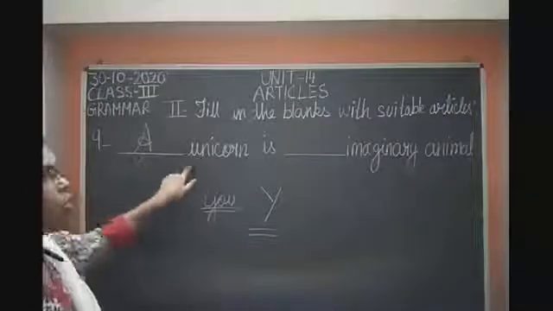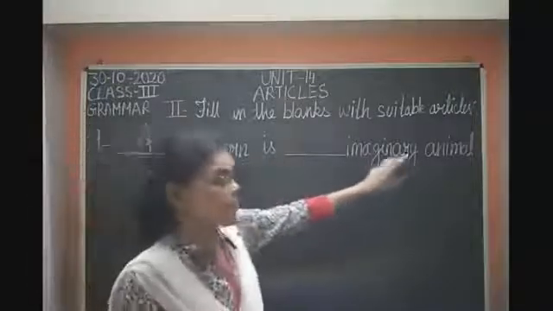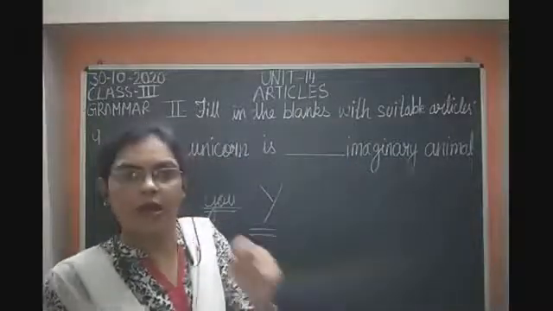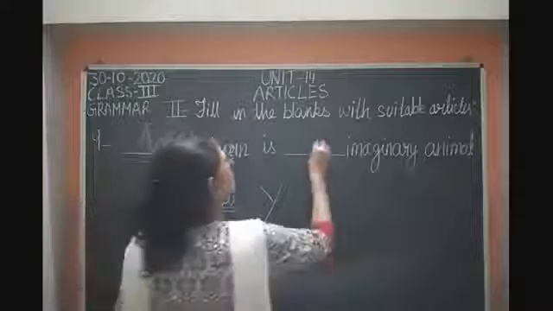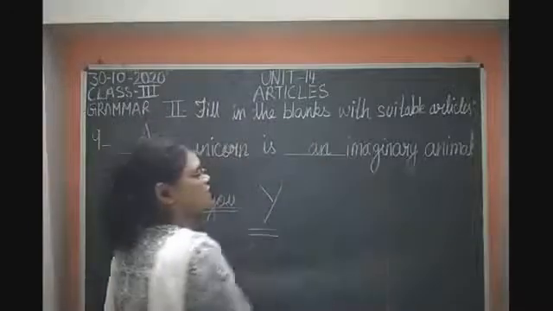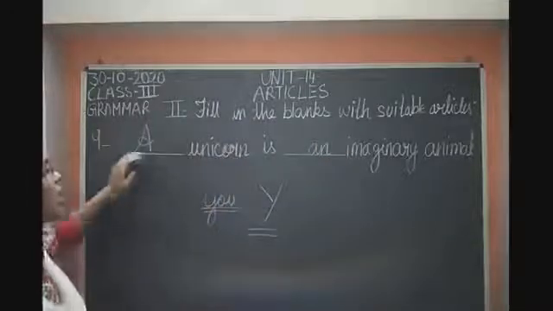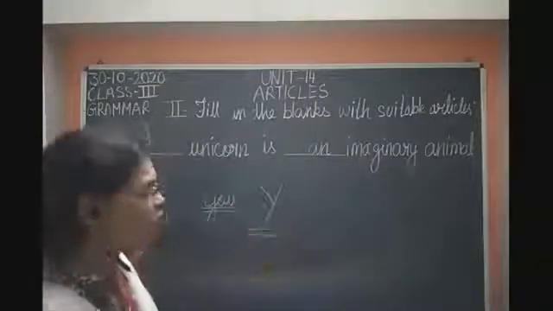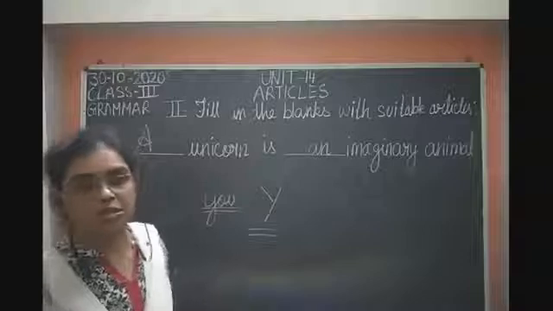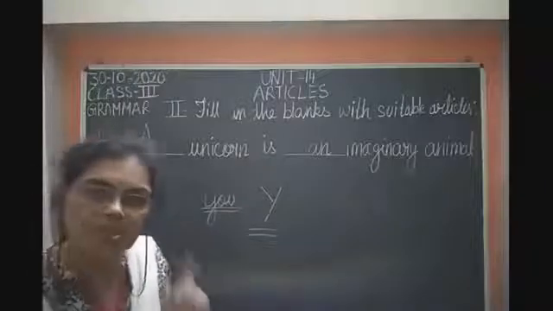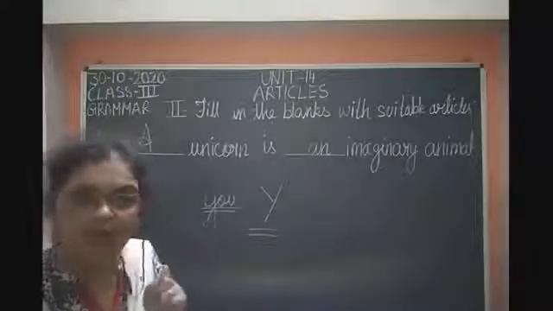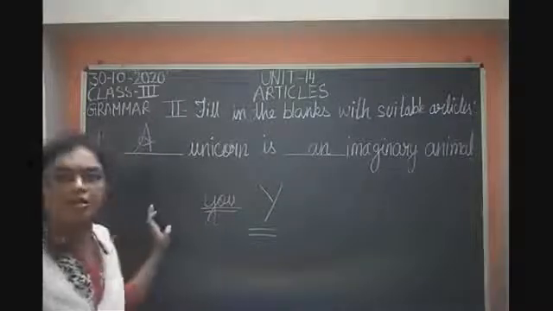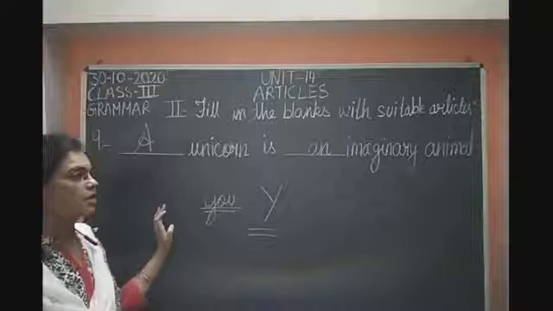So, A unicorn is dash imaginary animal. Imaginary, right? The sound of a vowel is coming, so we will be using an. So our sentence will be: A unicorn is an imaginary animal. Now you need to understand, students, that you need to focus on the sound of the word to use the article.